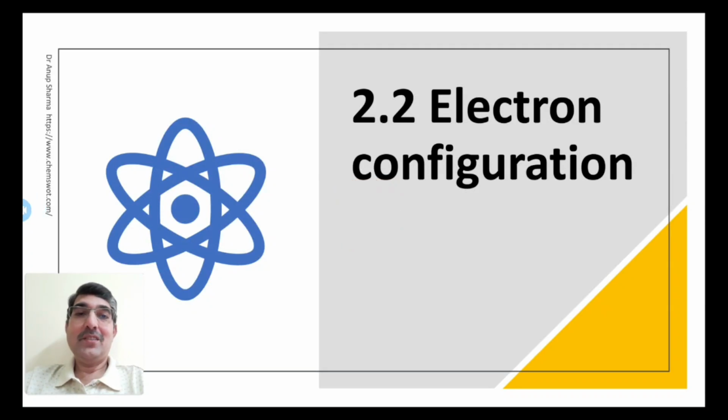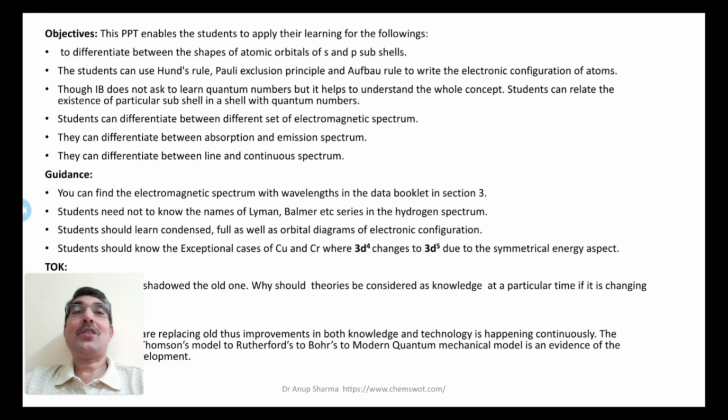Hello students, this is the second subtopic of the second unit in IB Diploma Chemistry. The objectives: to differentiate between the shapes of atomic orbitals of S and P, to apply Hund's rule, Pauli's exclusion principle and the Aufbau rule to write the electronic configuration, to differentiate between the regions of the electromagnetic spectrum, to differentiate between absorption and emission spectrum, and to differentiate between line and continuous spectrum.